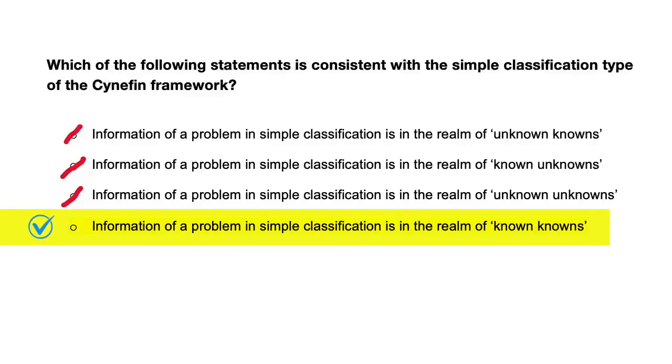That leaves us with the most ideal answer. "Information of a problem in simple classification is in the realm of known knowns." The Cynefin framework is a model that classifies problems into 4 types, and it helps in decision-making. The simple classification type of problem in the Cynefin framework includes problems in the realm of known knowns, in which there are known solutions and a stable situation.